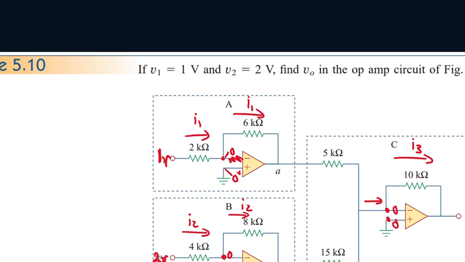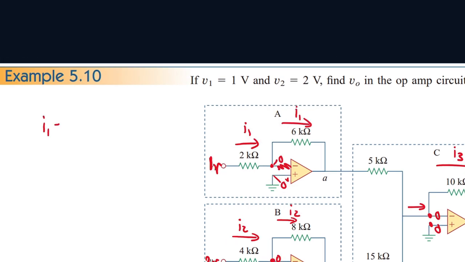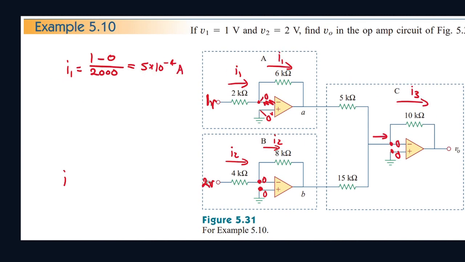So let's solve for I1. I1 will be equal to 1 minus 0 all over 2000, which gives me 5 times 10 to the minus 4 amps. For I2, it will be 2 minus 0 all over 4000, which will give me 5 times 10 to the minus 4 amps again.